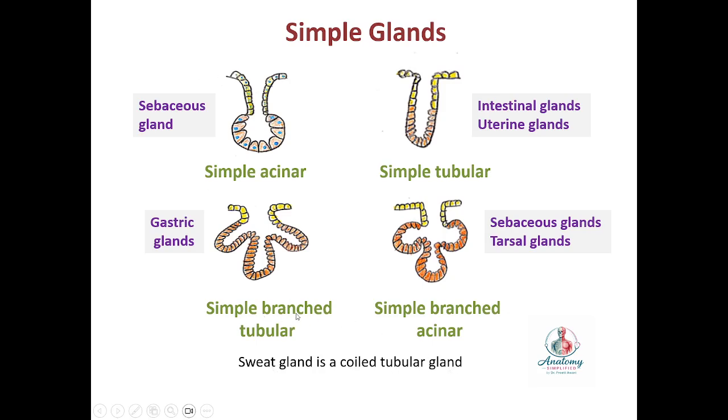Next is simple branched tubular. That means there is only one duct, but the secretory part is branching, which is like a tube. So these are all tubular glandular parts, but there is only one duct. This kind of gland is seen in the stomach, lining the mucosa, the gastric glands. Next is simple branched acinar, where there is only one duct, but the acini are branching. There is more than one acinus. This is seen in sebaceous glands and tarsal glands.